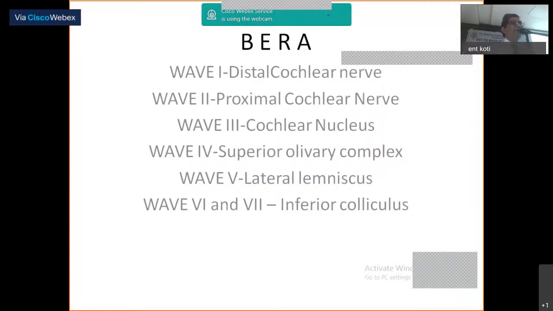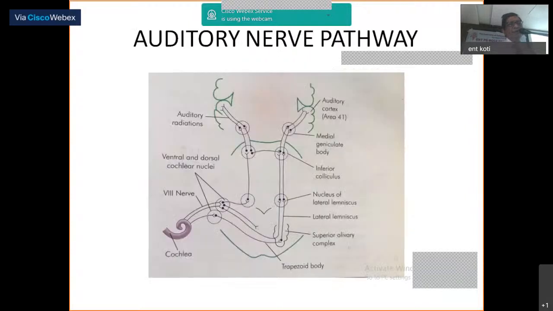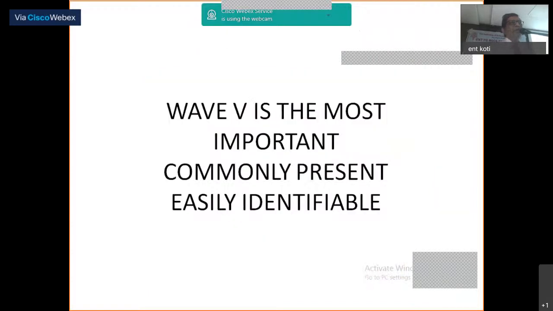There are many books giving many different versions, so don't go further; there will be some differences. So this is the pathway in which you get waves 1, 2, 3, 4, 5. You have to remember each wave to remember the site of lesion. Then wave 4 is the most important one because it's easily identifiable, easily reproducible, and easily recognizable.